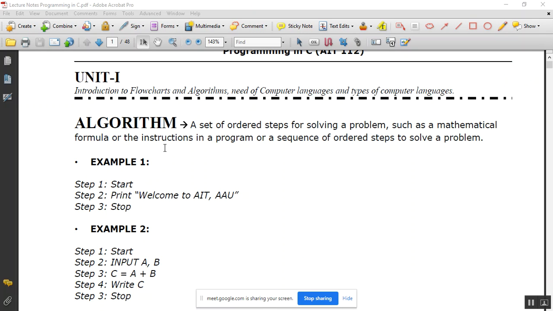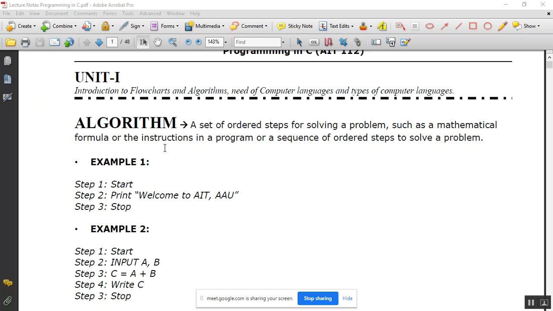So what is an algorithm? An algorithm is a set of ordered steps for solving a problem. It can be any problem of our daily life. As it can be any problem, we can solve our computer programming problems also using an algorithm. We can write steps which the computer should follow to solve a particular problem.